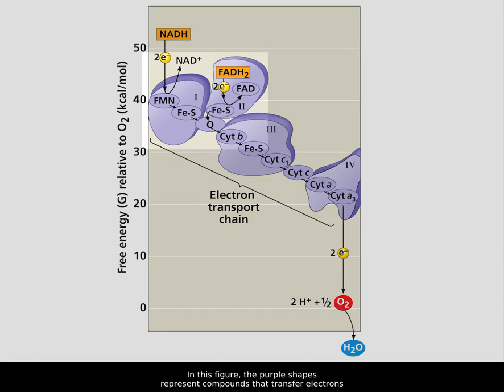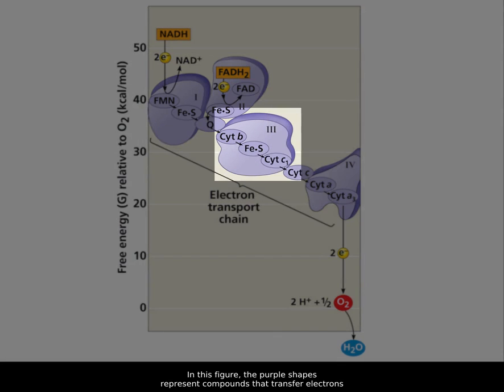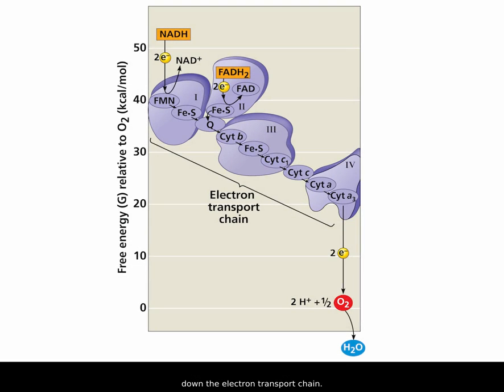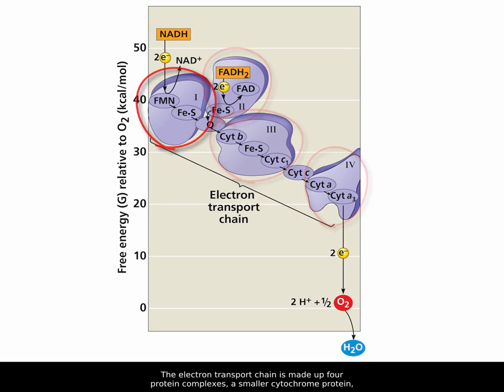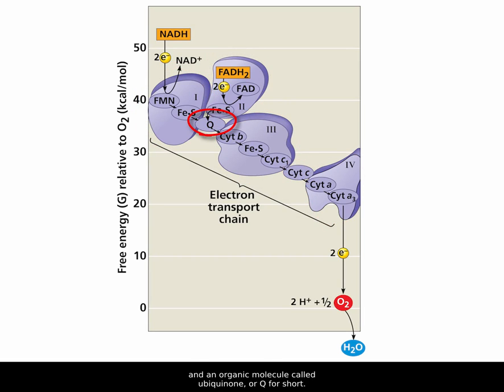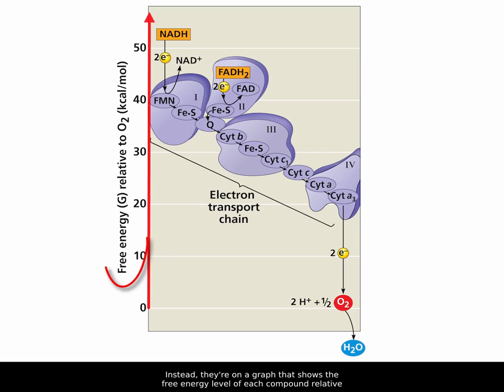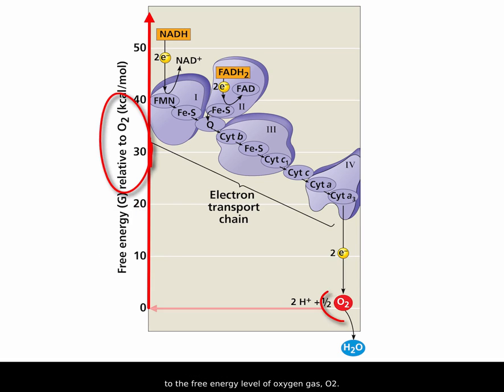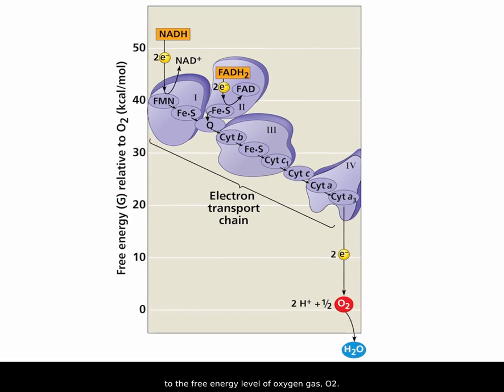In this figure, the purple shapes represent compounds that transfer electrons down the electron transport chain. The electron transport chain is made up of 4 protein complexes, a smaller cytochrome protein, and an organic molecule called ubiquinone, or Q for short. This figure doesn't show the actual positions of the compounds in the inner mitochondrial membrane. Instead, they are on a graph that shows the free energy level of each compound relative to the free energy level of oxygen gas, O2.